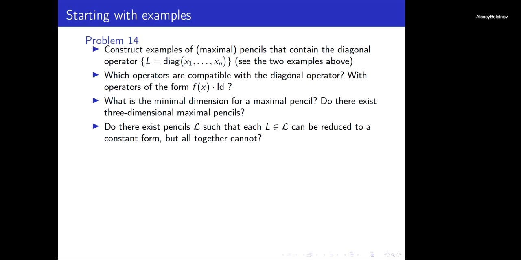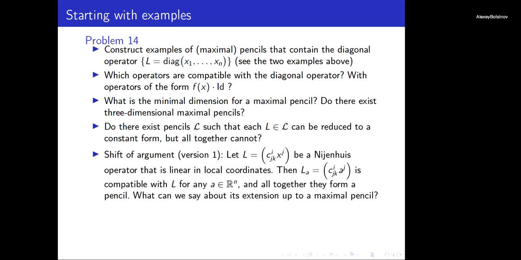So that all together they admit no coordinate system in which all of them are simultaneously reduced to the constant form. A simultaneous reduction is impossible, but individually you can do it. Is such a situation possible or not? Next, this has something related to the shift of argument method, well known in the theory of integrable Hamiltonian systems on Lie algebras.